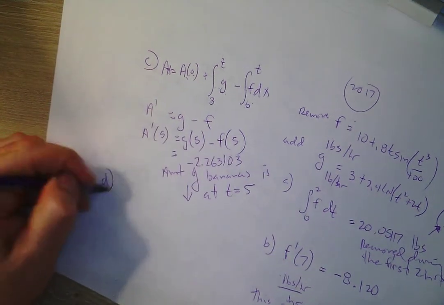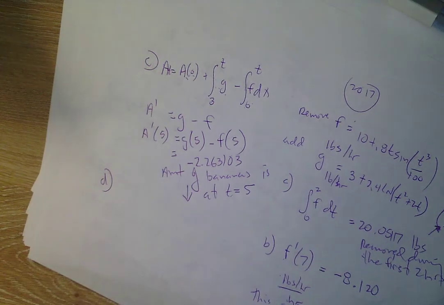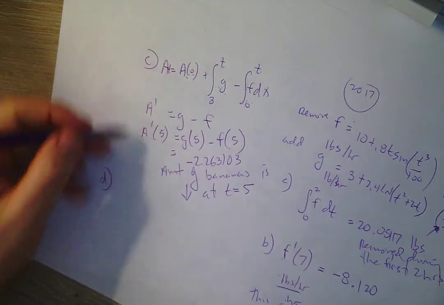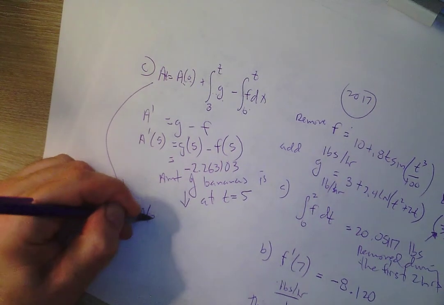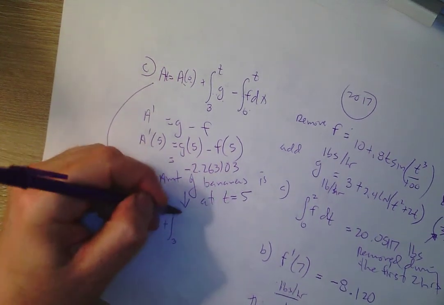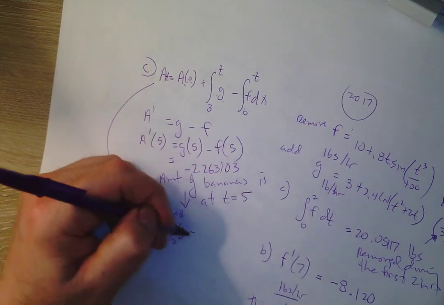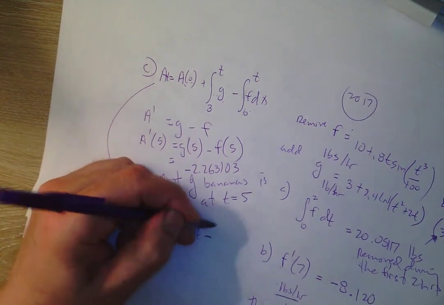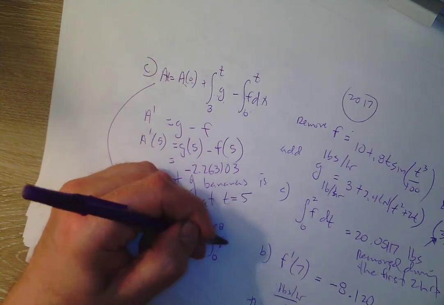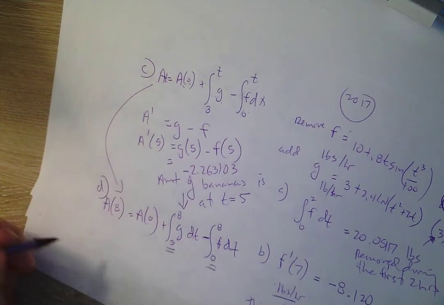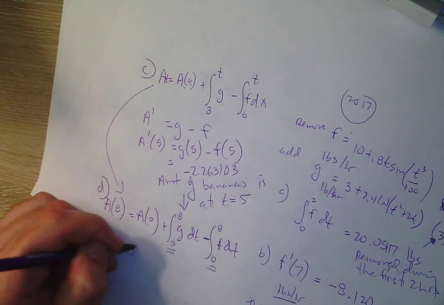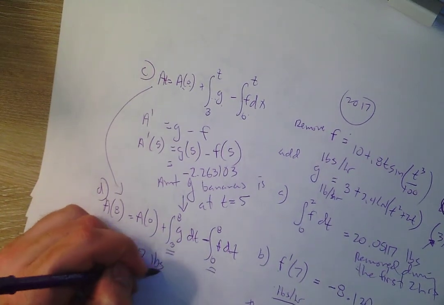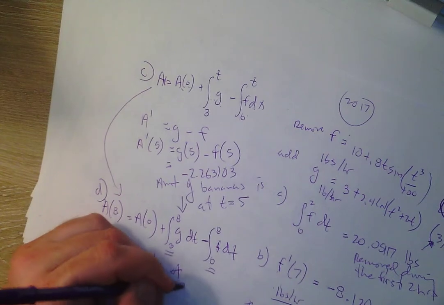And then finally, part D. Part D says how many bananas are on display at time t equal to 8. Well, so that amount function that I created, they want a of 8, and that's going to be a of 0 plus the integral from 3 to 8 of g minus the integral from 0 to 8 of f. Please note those differences when you type this into your calculator. I ended up with 23.347 pounds at time equal to 8.